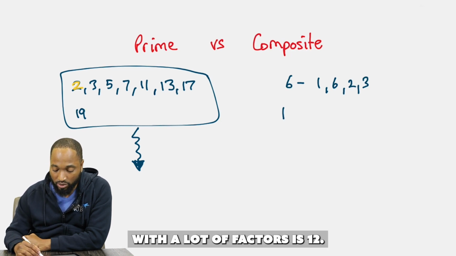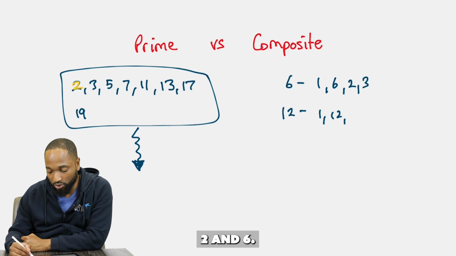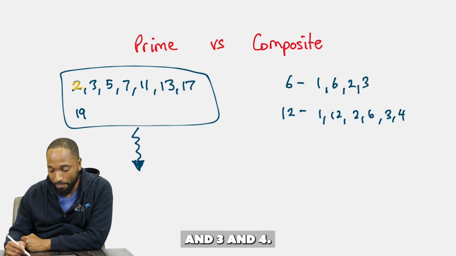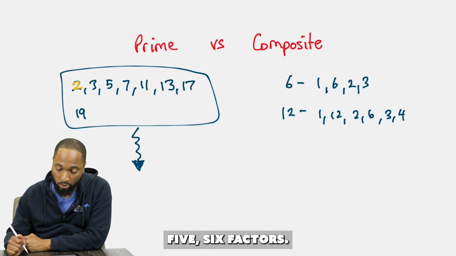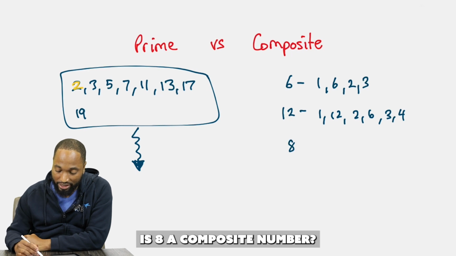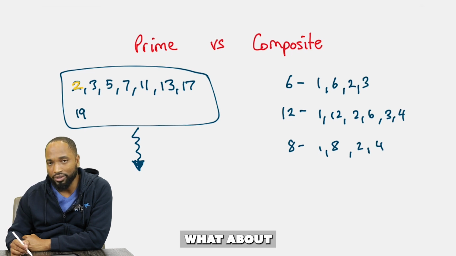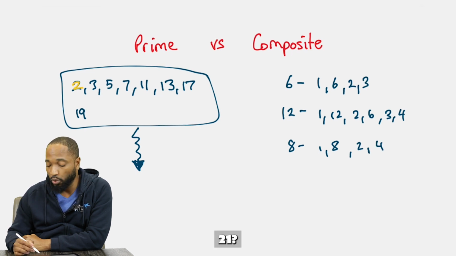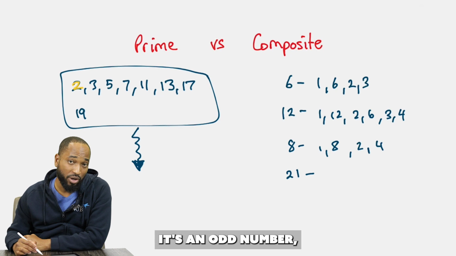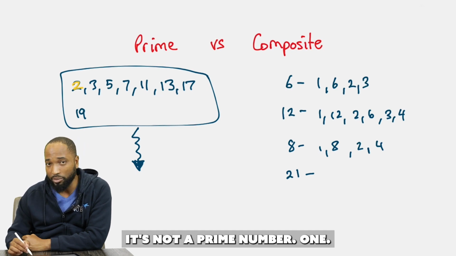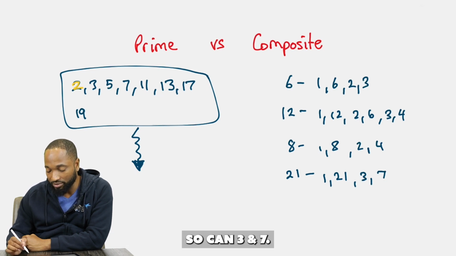Another number with a lot of factors is 12. 12 is another composite number. It has the factors 1 and 12, 2 and 6, and 3 and 4. I believe 12 is the first number with 6 factors. 12, you're doing a lot there, my friend. What about 8? Is 8 a composite number? It most certainly is. 1 by 8 and 2 by 4. What about 21? Yes, 21 is a composite number. It's an odd number, but it is a composite number. It's not a prime number. 1 could go into 21, 21 could go into 21, but so can 3 and 7.